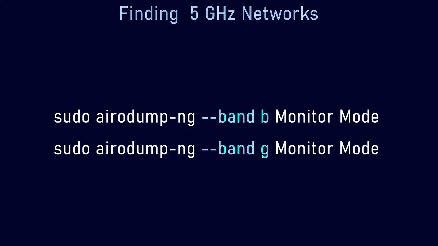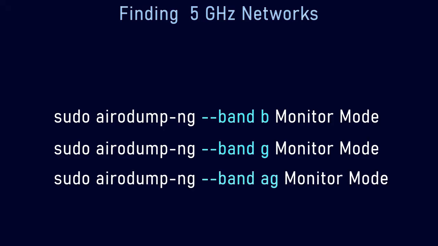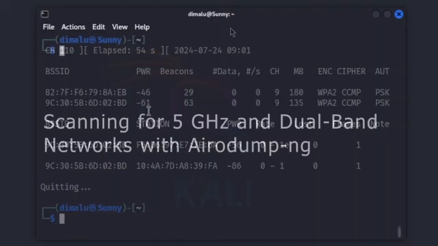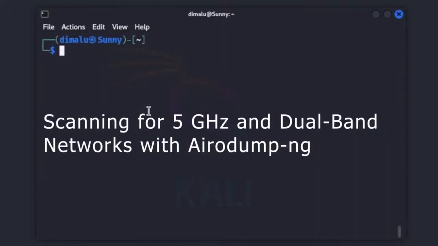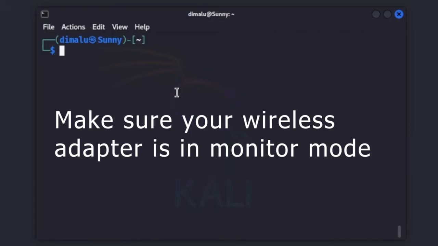If you don't specify any bands, by default AeroDump runs with the G option, and if you want to scan for both bands, you can use the band AG option. Remember, specifying multiple bands can increase workload on your system and potentially slow down scanning. We will continue where we left off in the previous video. In this video, I will demonstrate how to scan for 5 GHz networks practically, and also how to scan for both 2.4 and 5 GHz networks simultaneously. Now let's dive into the practicals.